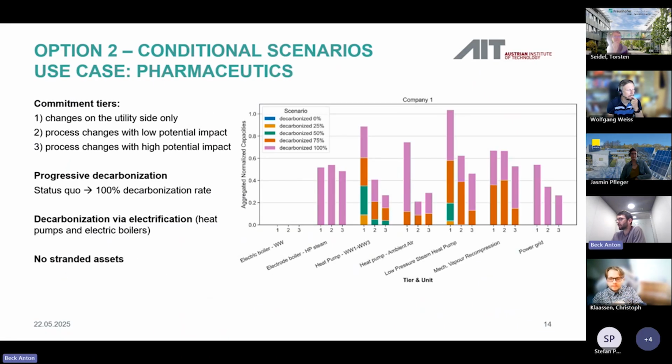So we used this approach to identify decarbonization pathways for the pharmaceutical industry. And on this figure that we presented here, we have these different decarbonization levels with the color coding. So the pink one shows the fully decarbonized system, and the capacities, they are stacked up. So they are increasing with increasing decarbonization rate.